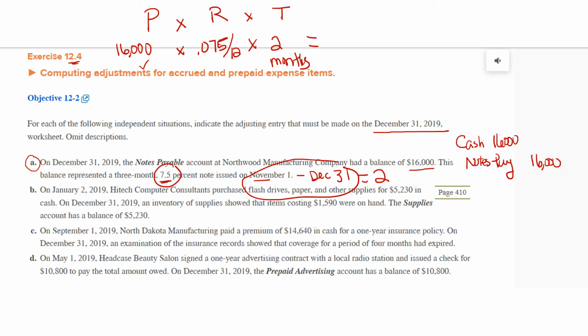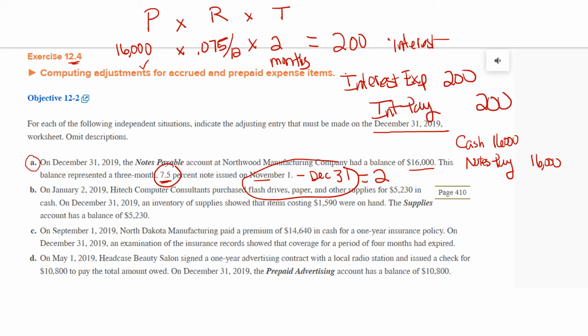The interest rate is a per-month interest rate: 7.5% divided by 12. Multiply that by 2 months, that's our time period. Believe it or not, that's going to give you $200 of interest. Your adjusting entry would be debit interest expense for $200, and you would be crediting interest payable for $200. Okay, and that's basically it. So that's letter A.